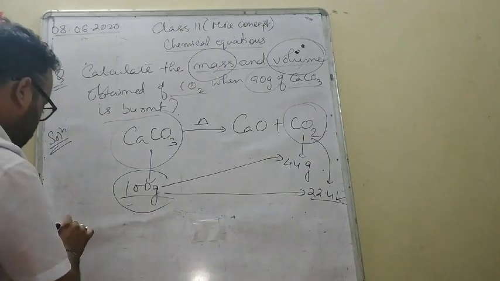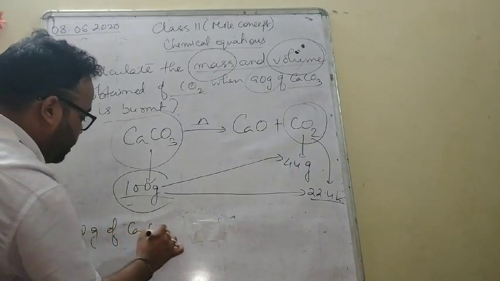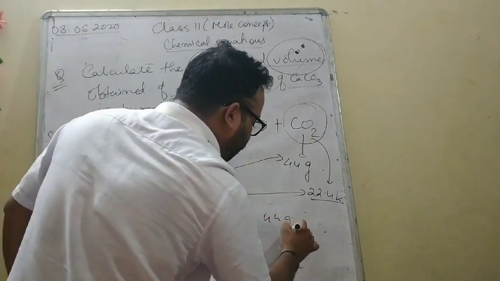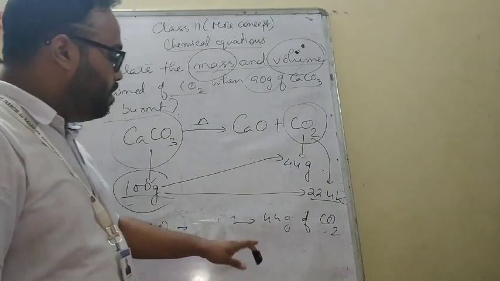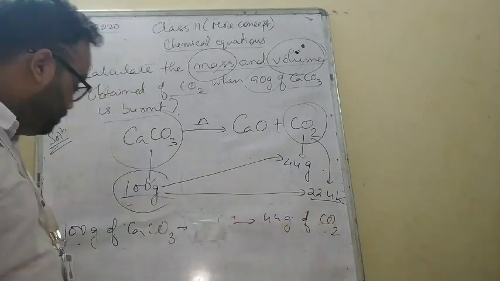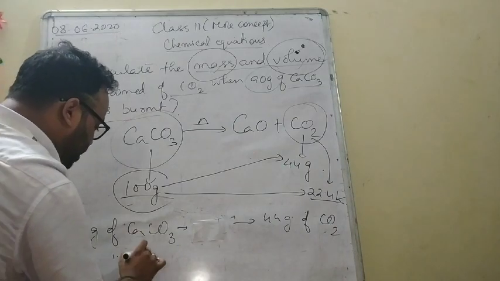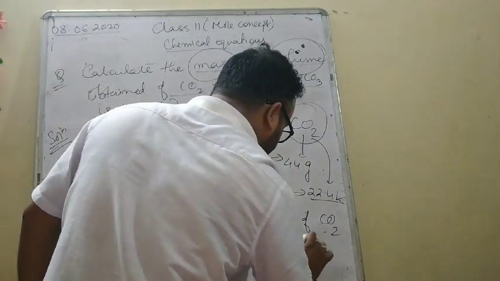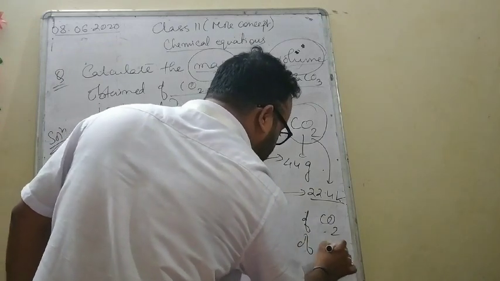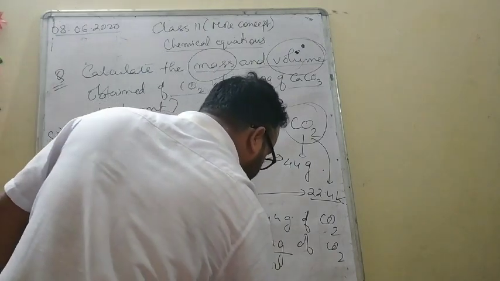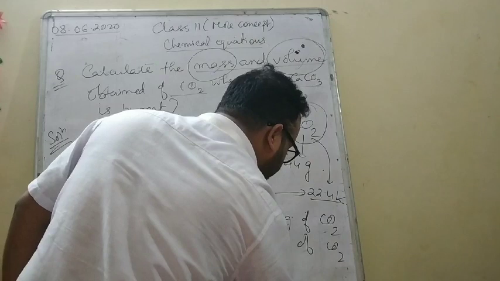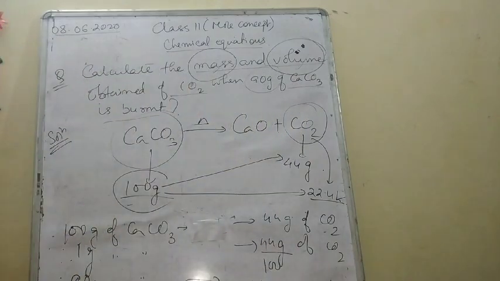So how will you do? 100 gram of calcium carbonate on burning gives 44 gram of carbon dioxide. Therefore 1 gram of calcium carbonate gives 44 by 100 gram of carbon dioxide. Therefore 90 gram of calcium carbonate gives 44 by 100 into 90 gram of carbon dioxide. You can calculate the mass from this particular statement. Clear?